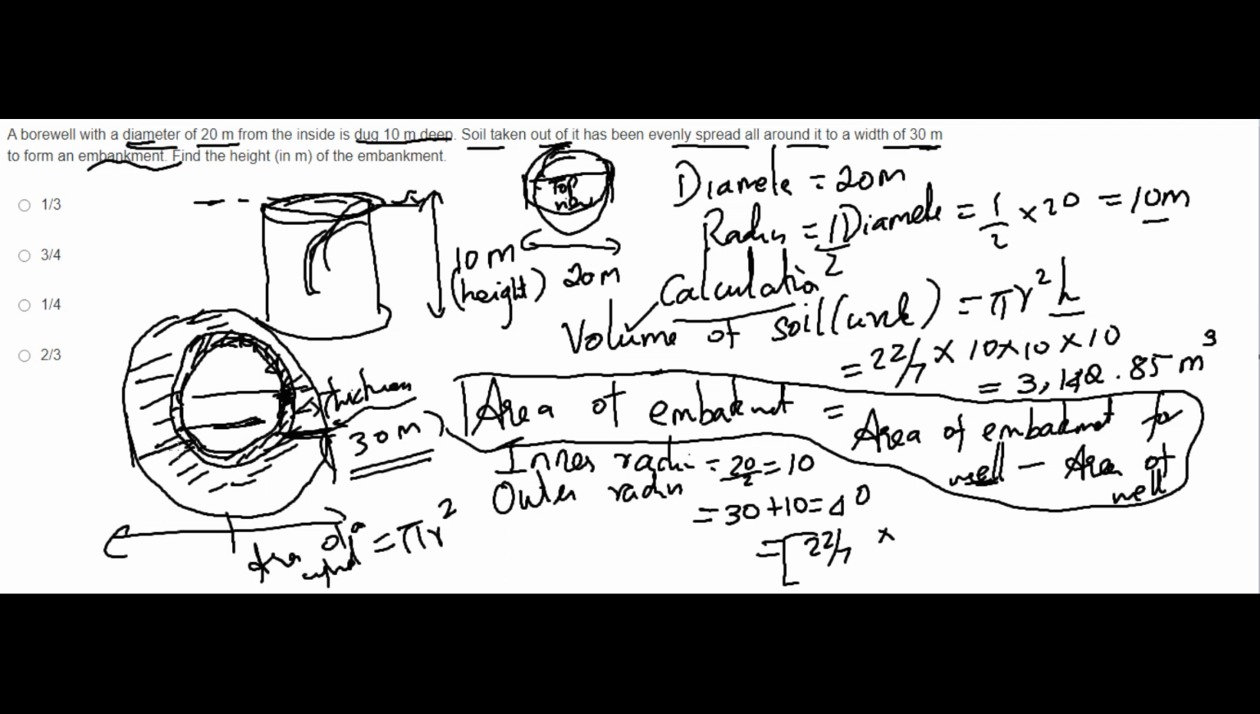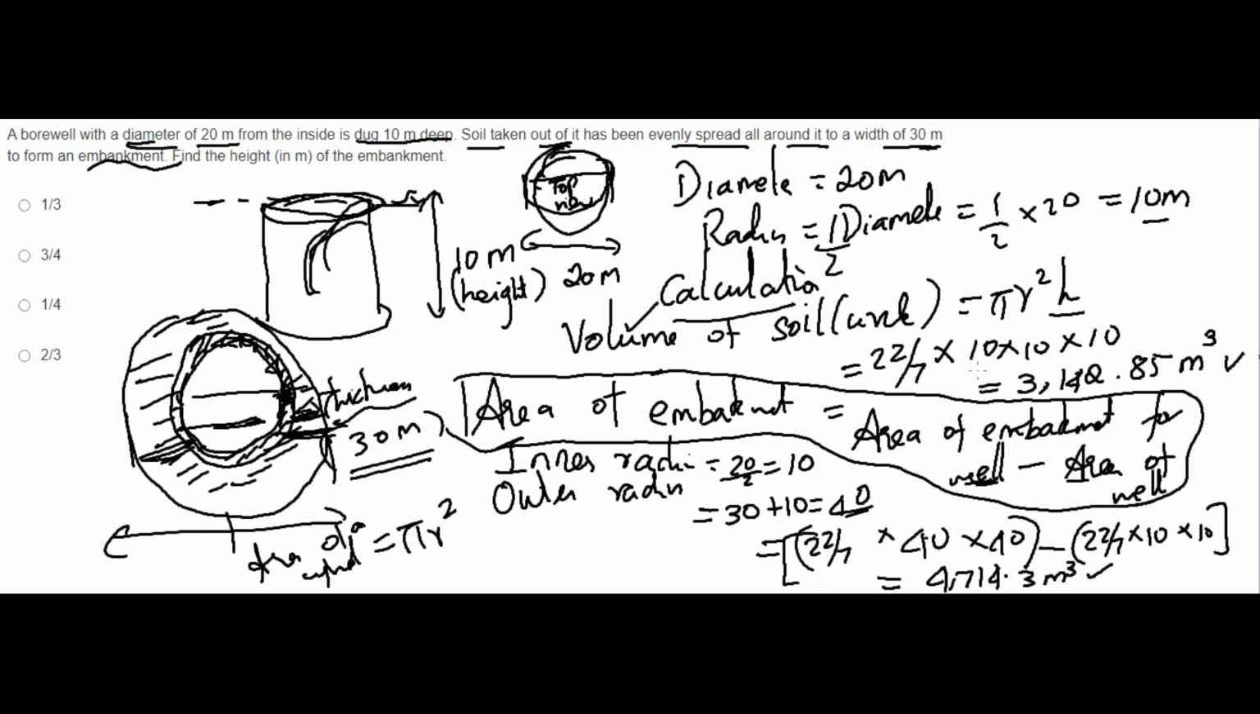I am taking the outer embankment here also, because the soil is taken out and then poured here, and the thickness of the well is also taken, so 22 by 7 into 40, that is the outer radius, 40 into 40 minus the area of the well only, is it right? I am taking the embankment here, that's why 40. The area of the well has only 10, so 22 by 7 into 10 into 10, is it right? If you do all the values, you will get the answer 4714.3 meter square. So here you got that answer.